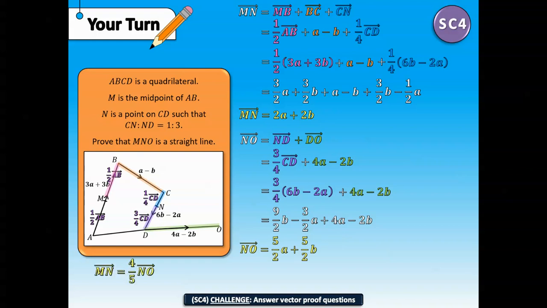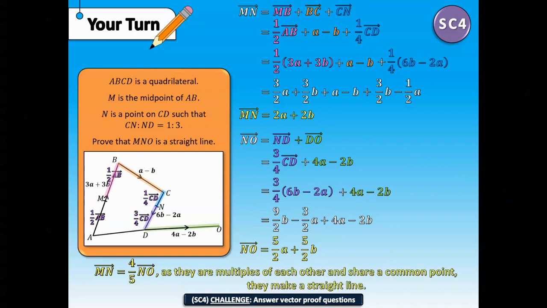And we can see that MN is 4/5 of NO. So one is a multiple of the other, so therefore they must be parallel. And because they share a common point, the common point is N, it must make a straight line.